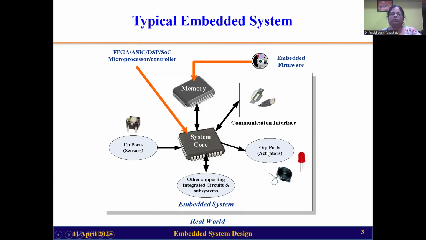And IO input ports, that is sensors, and output ports or output devices, are going to be actuators. For example, these are the two examples shown here. And other supporting integrated circuits and subsystems for the interrupts, clock generation, timers, etc. are going to be used based on whether the system core or processor is a microprocessor or microcontroller. And communication interfaces like cables are going to be used to do the connection among all these devices.